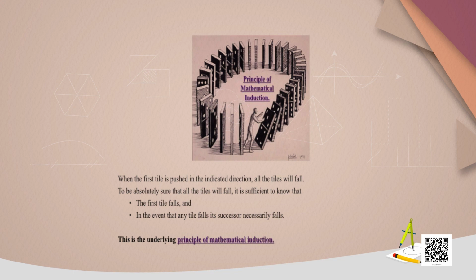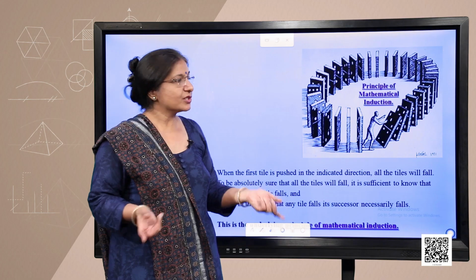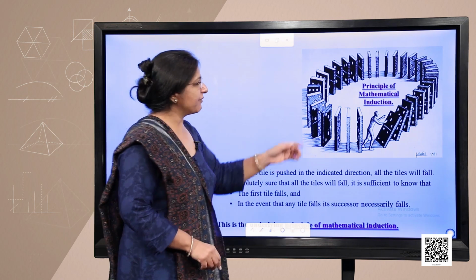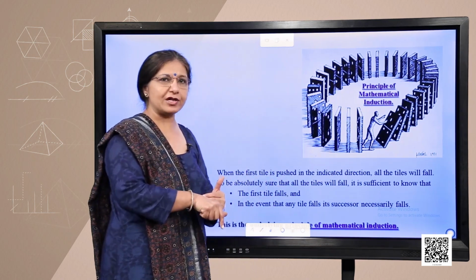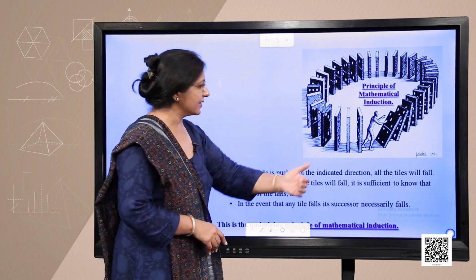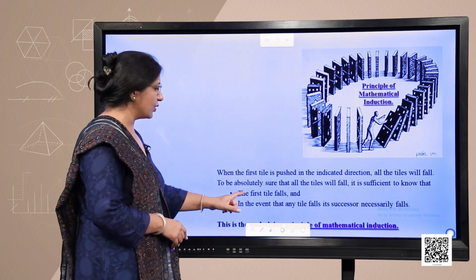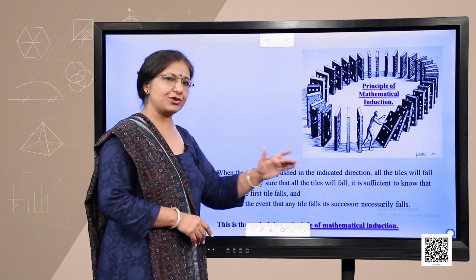To be absolutely sure that tiles will fall, it is sufficient to know... Suppose we have pushed one tile and we move to the other side without noticing whether the first tile has fallen or not. If the first tile itself has not fallen, how will the other tiles fall? No question of it. So we need to ensure when we push the first tile, it should fall. If it falls, then it impacts the other tiles. So it is sufficient to know that the first tile falls. We need to ensure that.